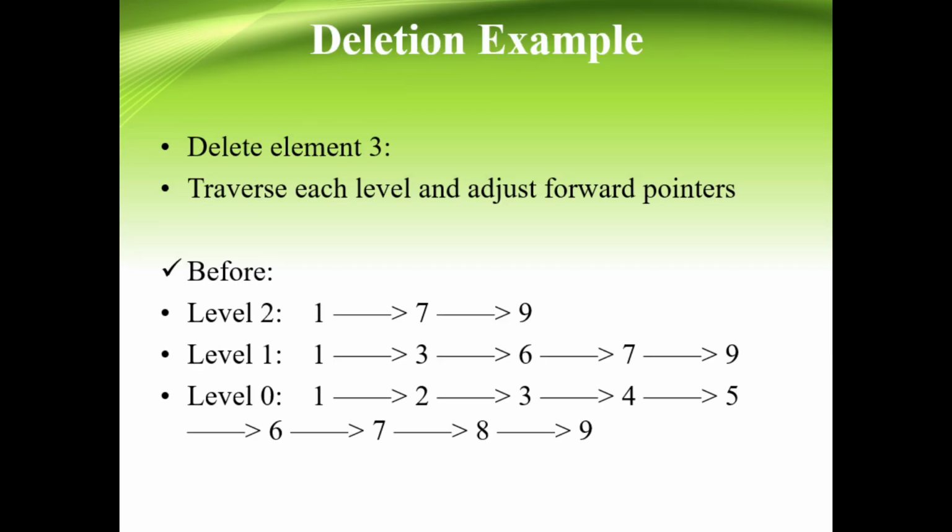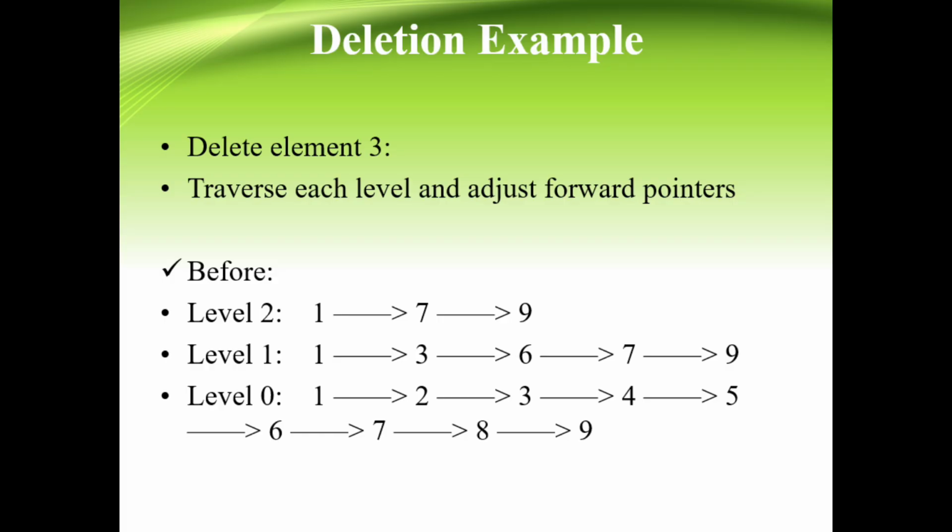In the next slide, let's see how deletion works in a skip list with an example. Suppose we want to delete the element 3. Deletion in a skip list is similar to searching but with one extra step. First, we start at the top left node and move forward at each level until we reach the position just before the node to be deleted. Each time we find the node, we adjust the forward pointers to skip over it. This ensures that the node is removed from every level in which it appears.